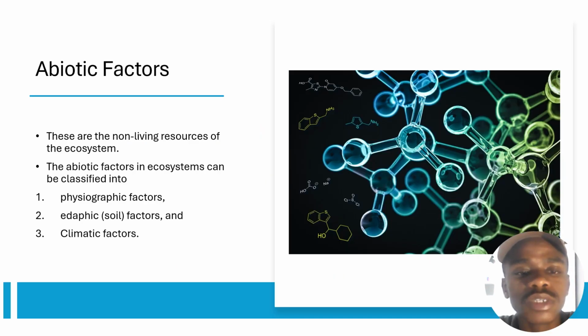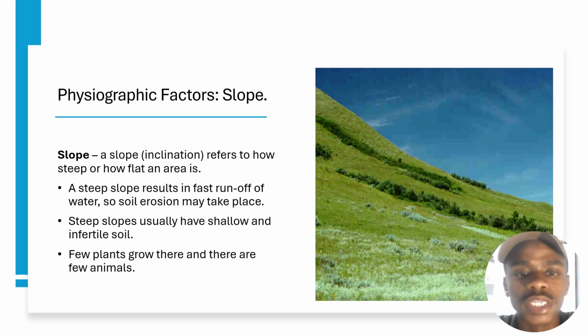Now, these components are called abiotic factors. These are the non-living resources of the ecosystem. They are grouped or classified into three groups, namely physiographic factors, edaphic factors, which focus specifically on the soil, and climatic factors. So the first one we'll be looking at is the slope.